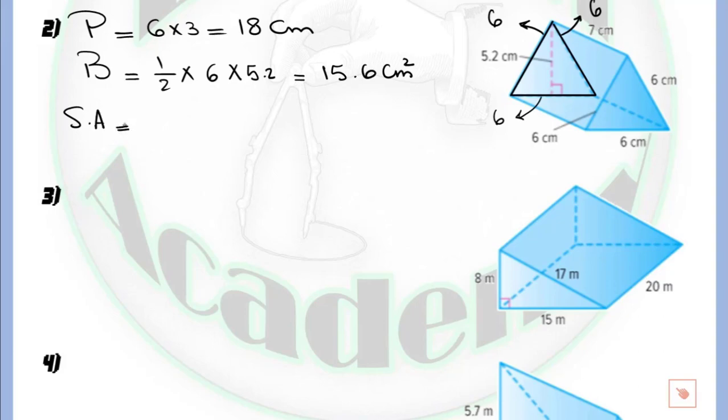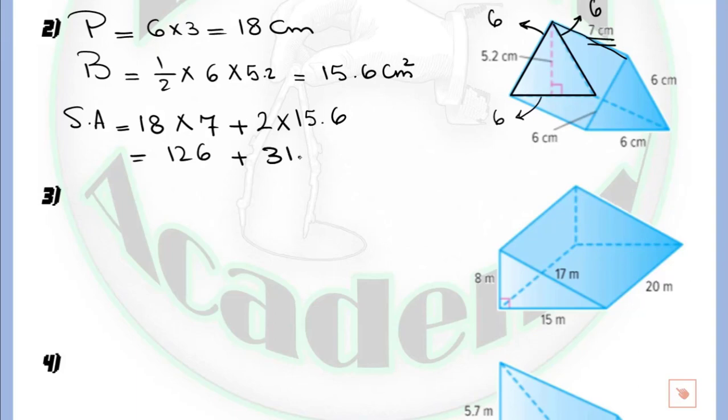As we said before, the surface area equals the perimeter of the base, which is 18, multiplied by the height. The height is the length of the line segment joining the two parallel bases, which is 7. So I'll multiply 18 by 7, plus 2 times the area of the base, which is 15.6. 18 times 7 is 126, plus 2 times 15.6, which equals 31.2. By adding the two numbers, you will find that the answer is 157.2 square centimeters.